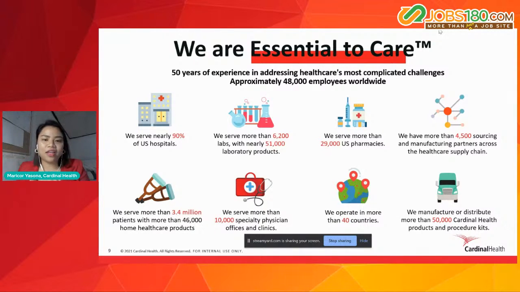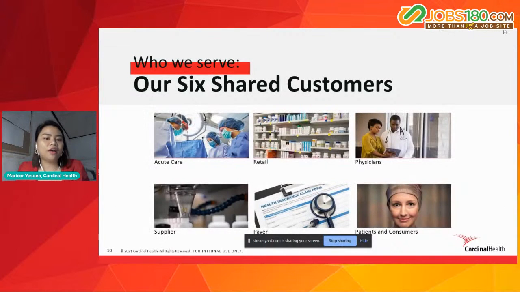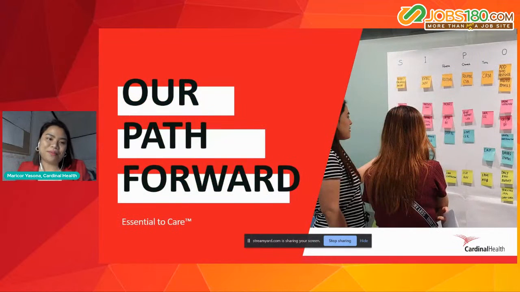Before I share more information about Cardinal Health, we would like to share who the customers of Cardinal Health are. We have acute care. We also have retail, physicians, suppliers, payers, patients, and our consumers. Our aim is to become healthcare's most trusted partner. And to do that, we have a clear roadmap on where we are going, how we will succeed, and what we value. At Cardinal Health, we are guided by our core values to help us become and, more importantly, remain a conducive and inclusive workplace for all of our team members.